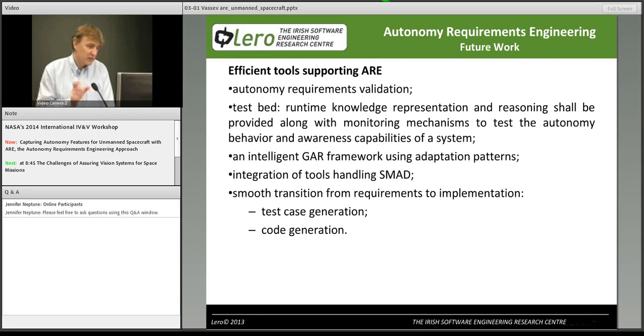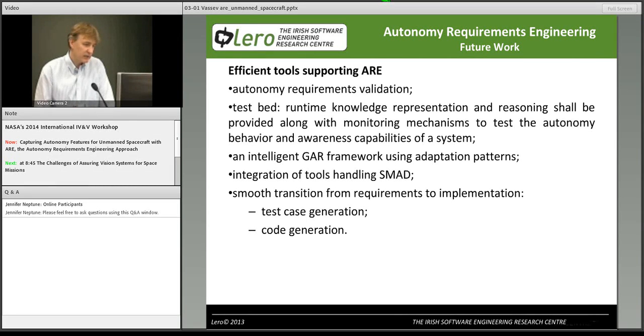Basically, we need to test the autonomy behavior and awareness capability of the system under simulated conditions. So we need a real test environment where we can deploy the knowledge models along with the non-lang reasoner and test these knowledge models under simulated conditions. On top of that, we are planning to develop a kind of intelligent generic autonomy requirements framework by using special adaptation patterns.